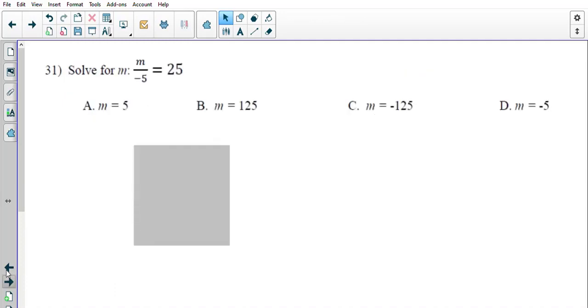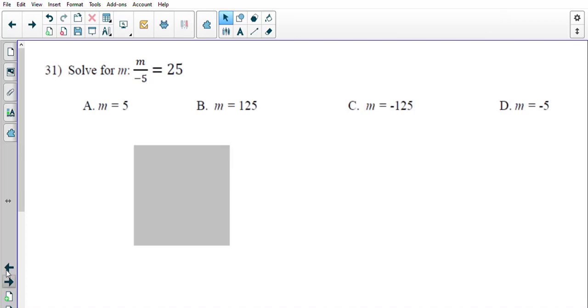All right, our last question. I want you to pause the video and try this one. It asks us to solve for m, where m over negative 5 equals 25. We've got to see these multiple choice questions because a lot of students are making errors on them that they wouldn't make if it were an open-ended question. So pause the video, give number 31 a try.